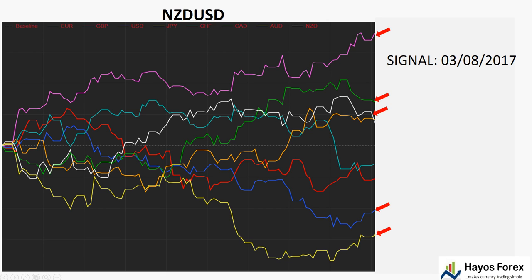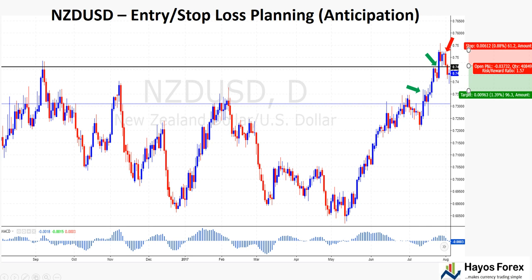So we could have combined euro with New Zealand dollar, combined euro with Canadian dollar as well, or combine New Zealand dollar with USD, or Canadian dollar with USD as well. So let's look at this. I took another trade that day. That was New Zealand dollar USD. Okay, so what happened? This is what I saw on the 3rd of August.